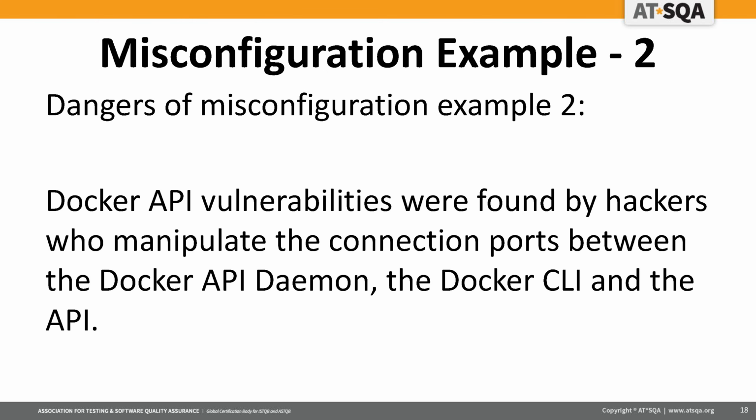Docker API vulnerabilities were found by hackers who manipulated the connection ports between the Docker API daemon and the Docker CLI and the API. When ports are not secured properly for the API, hackers can access the shared ports and take over the API. Unauthorized users can manipulate the REST Docker API to access the external daemon. Weak configurations in the APIs expose external connections that allow unauthorized users to access the API and the application data.